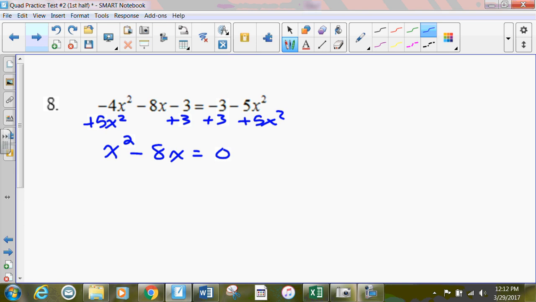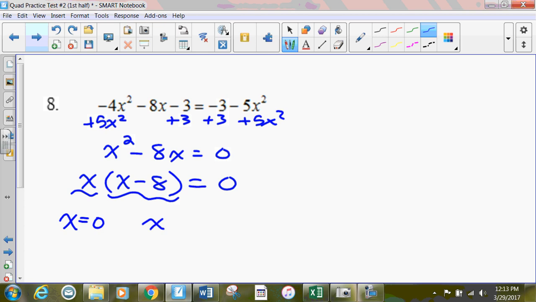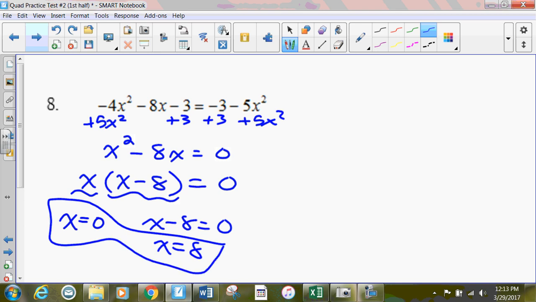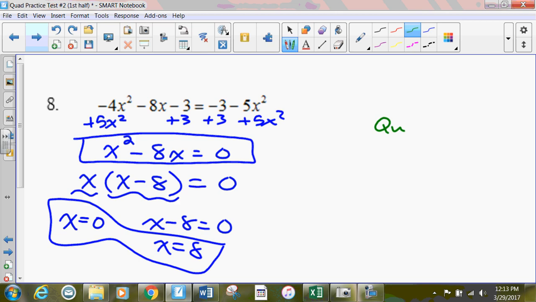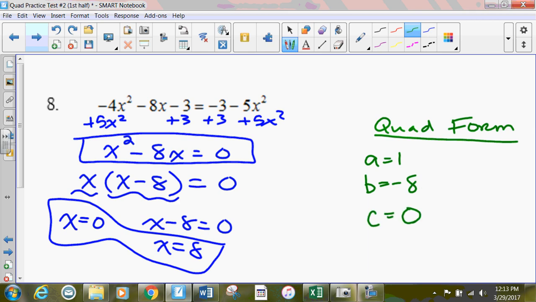I'm going to factor, guys, because I can see that x goes with both of these. I can factor out an x, and then I have something times something equals 0. So the multiplicative property of 0 says either x is equal to 0 or x minus 8 is equal to 0. So that means my answers are 0 and 8. If you want to use the quadratic formula for this, you are welcome to. We would start from here, and if you wanted to use quadratic formula, we would have said a equals 1, b equals negative 8, and there's no c, so when there's not a c, it's 0, and you would have set it up that way. And you would have gotten the same answer, 0 and 8.